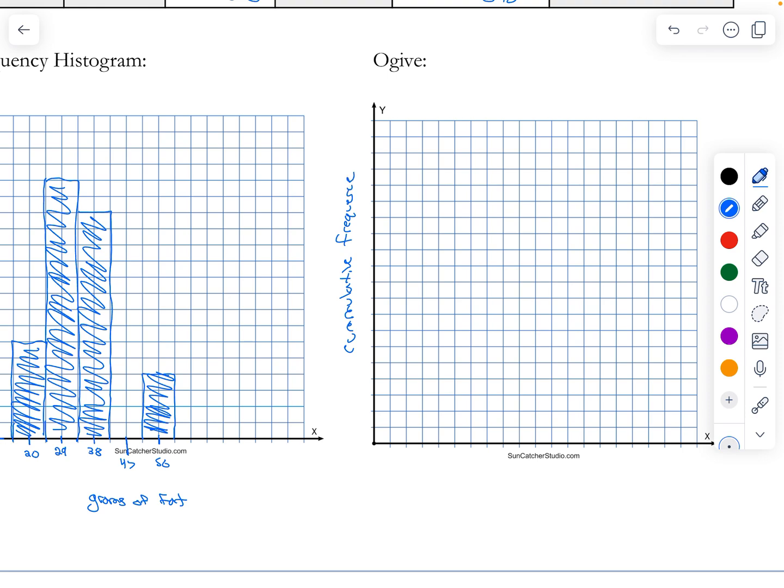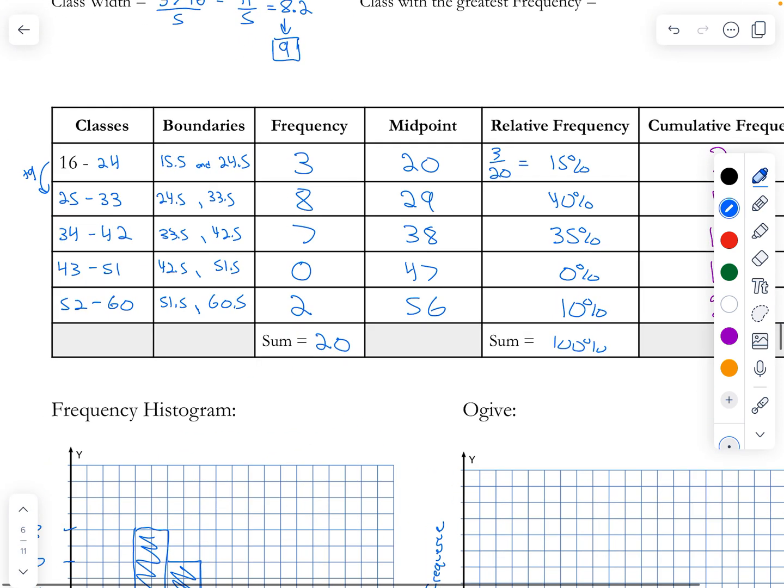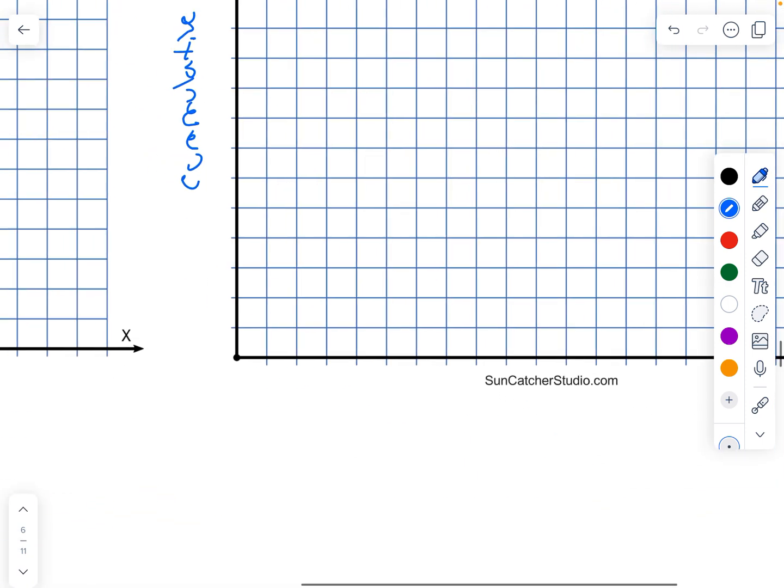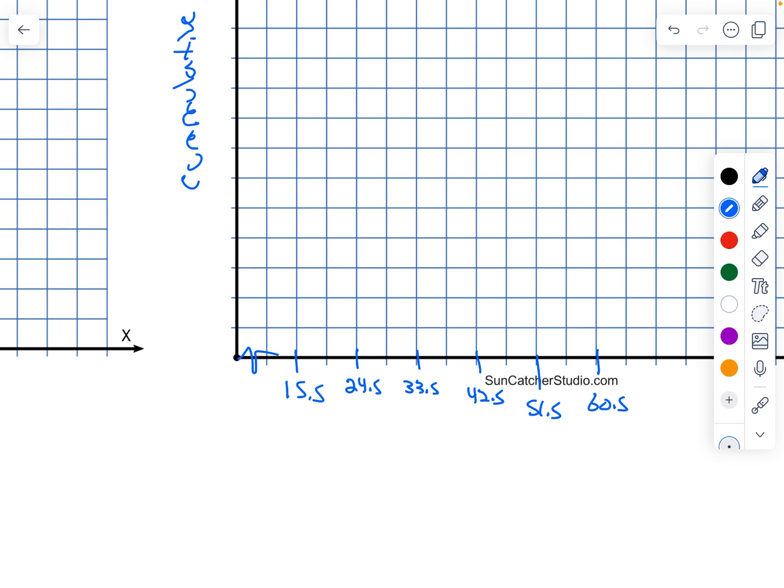Okay. I need to use the boundaries to make my ogive. Always use the boundaries. So we got 15.5 as the first lower boundary. So I'll label that right here, 15.5. I'll make sure I break the graph. Okay. And then we have 24.5, 33.5, 42.5. Once again, I'm counting by 9s because I don't want to scroll back up and look at the numbers I have. I might have gone one too far, we'll see.